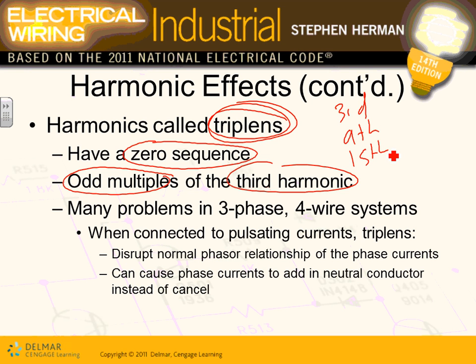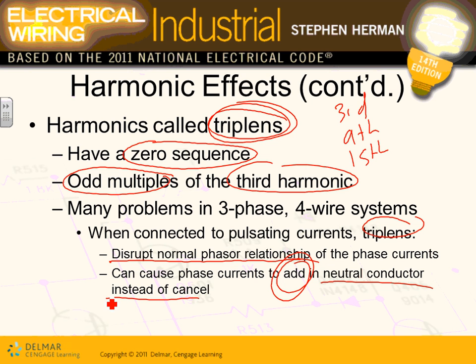So they screw up your harmonics. We're connected to pulsating currents. Triplens, here's what they do. They disturb the normal phasor relationship between the currents and cause phase currents to add in the neutral conductor. So you have phase A, phase B, phase C, 10, 10, 10. Instead of having 0 on the neutral, you get 10. It screws up the whole concept of a three-phase system. The whole idea of a three-phase system is you balance the loads, you get 0 on the neutral. Here you balance the load, you still get a full load on the neutral.